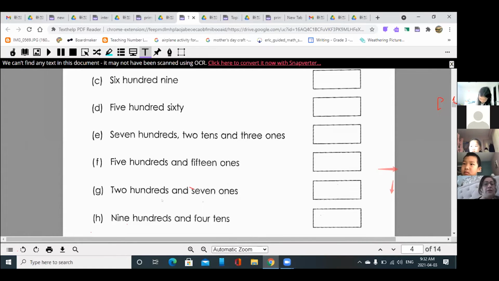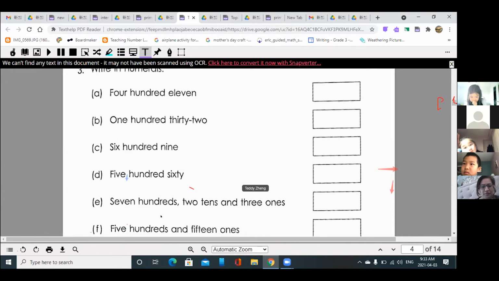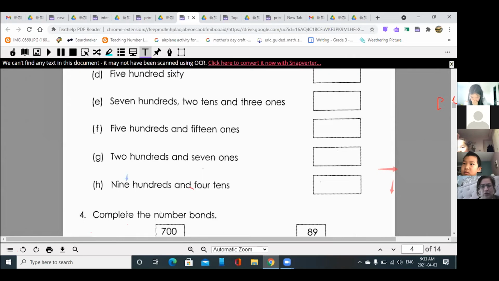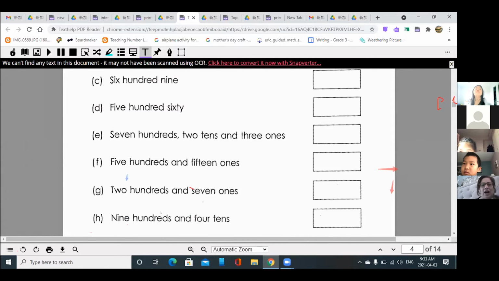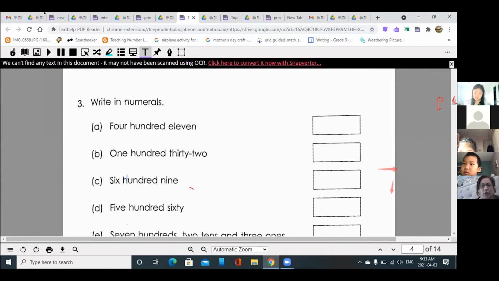So what I'm giving you are all 3-digit numbers. They have their hundreds, they have their tens, and they have their ones place. Some are missing a tens place, some are missing a ones place. This one in particular that I showed you is missing a ones place. So 900 and 4 tens, what will that look like? Please don't write on the screen yet. Thank you. Okay. I think we're ready to take it up.